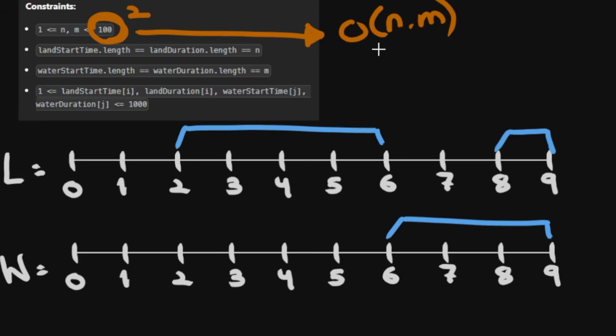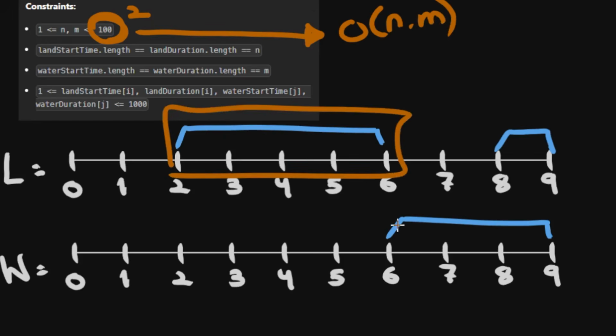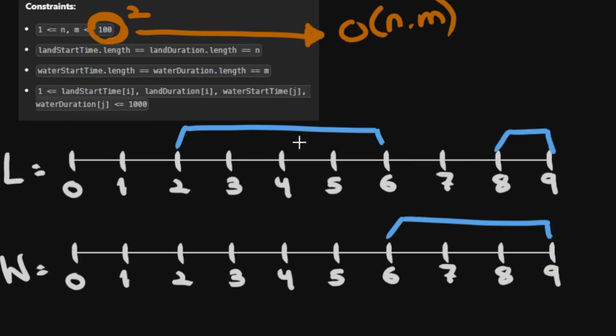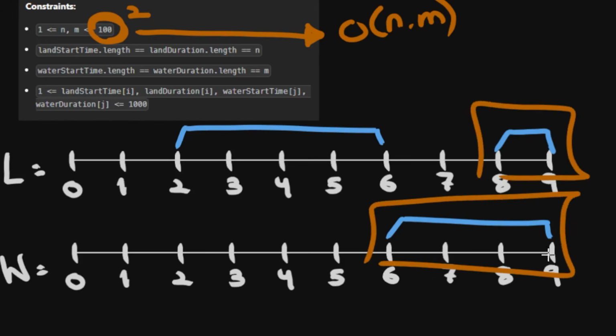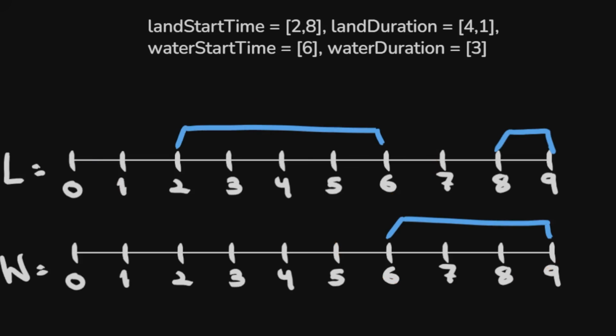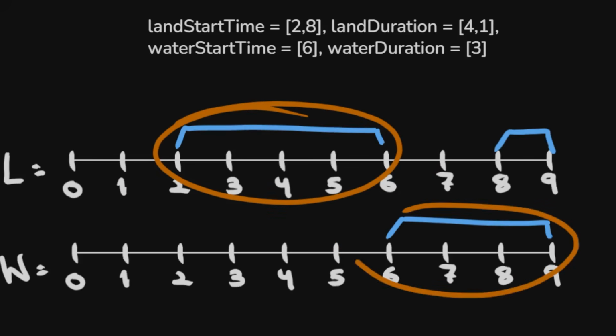Why? Well, because for every land ride we are trying every combination with all the water rides. So first we try this, then we move to the next land ride, and from here we try this combination and so on. So let's say that we are looking at this pair. We don't know what's next, we are only considering this pair.